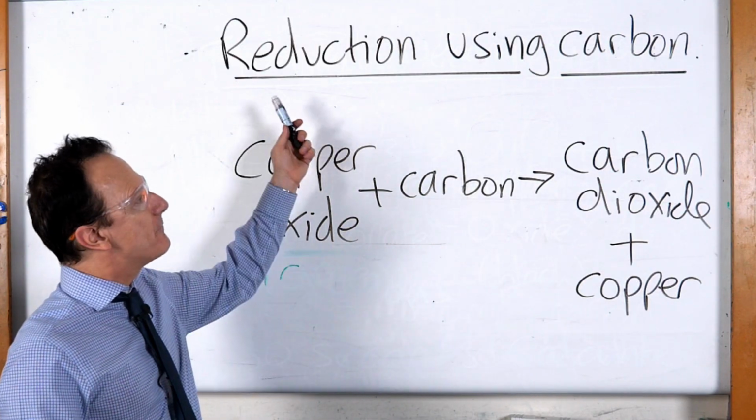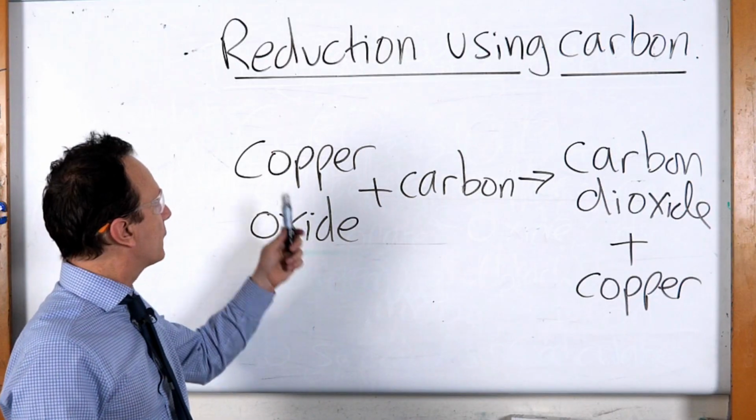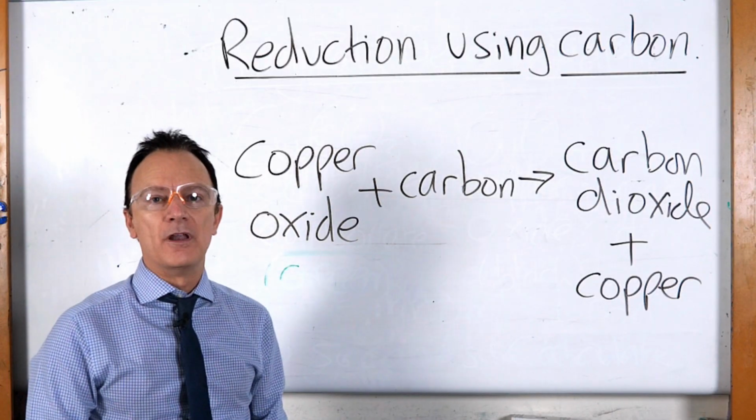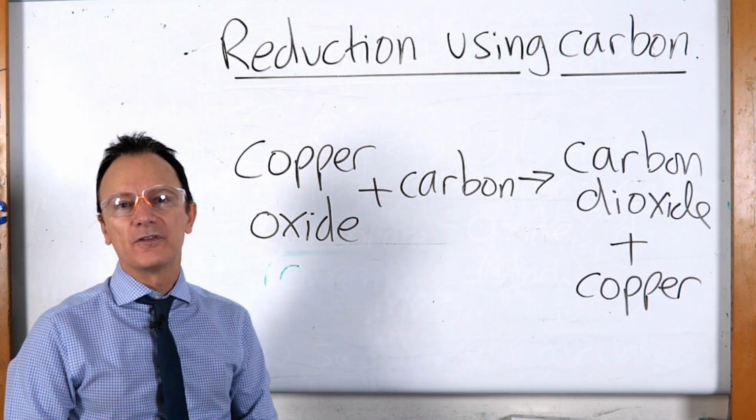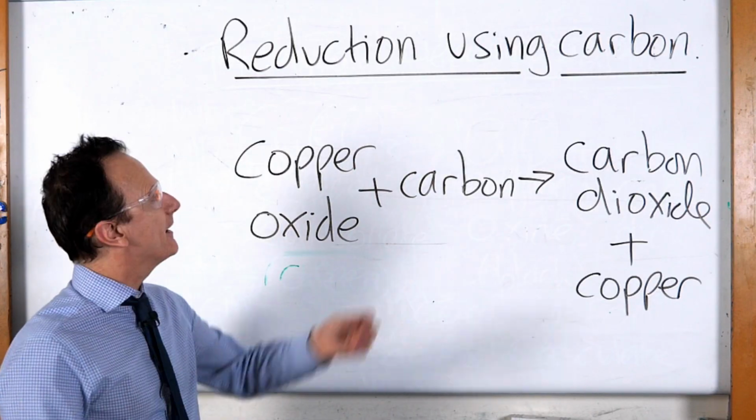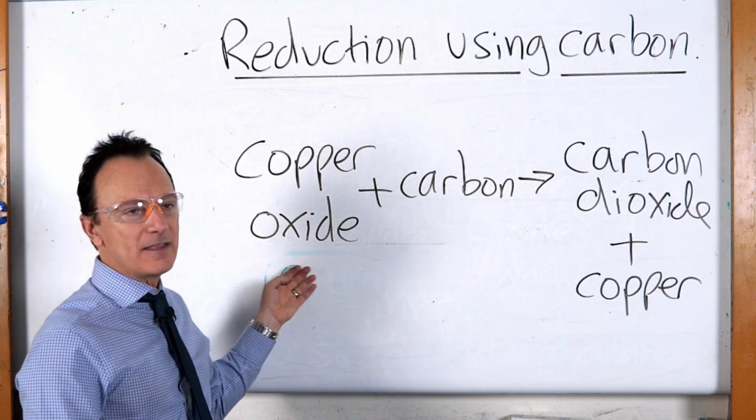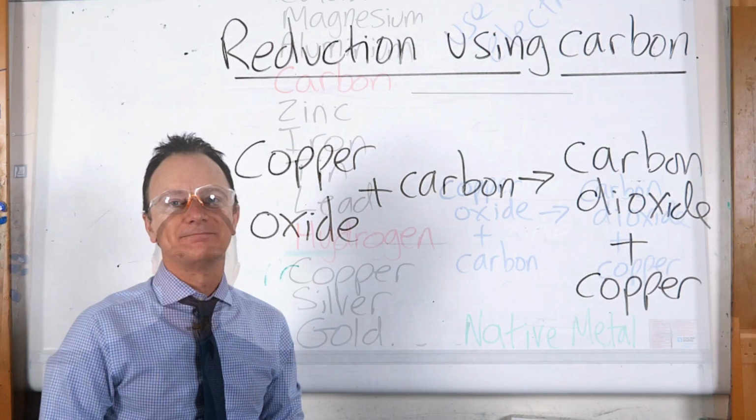And we call this a reduction reaction because copper is losing oxygen. Reduction reactions are where a substance loses oxygen, and in this case we're using carbon to take the oxygen away from copper.